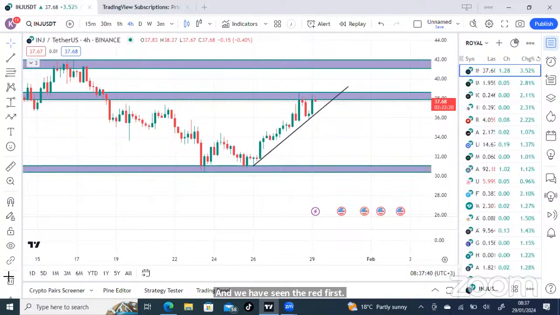Give me a 6 in the chat if I'm clear. So that was the ascending triangle. I want to go to another point.